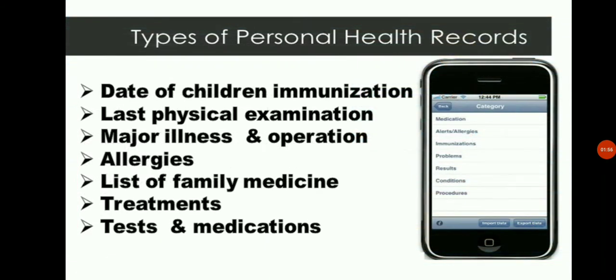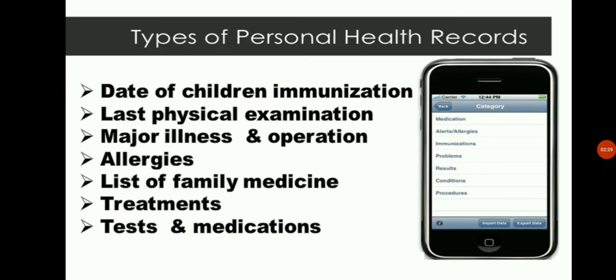Now, a personal health record is a document of information about the health of you and your family members that you keep up to date for reference. The information included are the data of the children, immunizations, last physical examination, major illnesses and operations, allergies, list of family medicine, treatments, tests, and medications. So that is part of a personal health record.